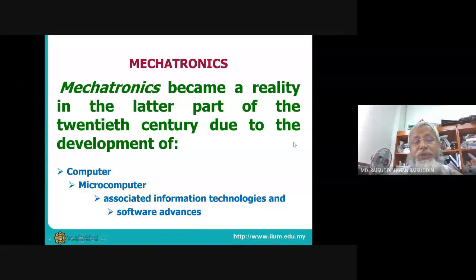So mechatronics nowadays has become a reality, specifically in the 20th century, due to the following development. Before this, mechatronics was there, but we used to call them electromechanical engineers. So electrical and mechanical was there. The software component was not that intensive. Nowadays, because of the computer and the microcomputer association, we have electrical, mechanical, computer, and software.